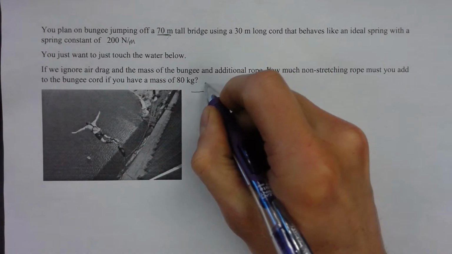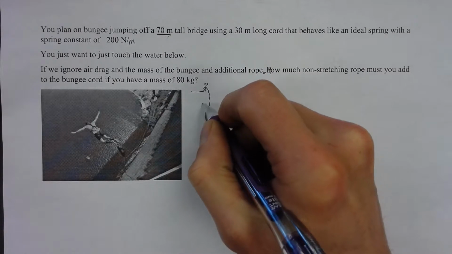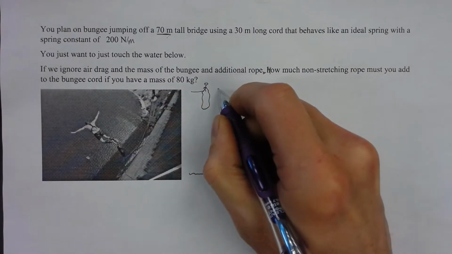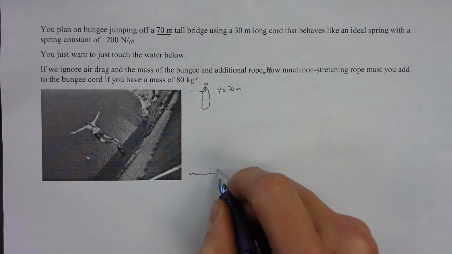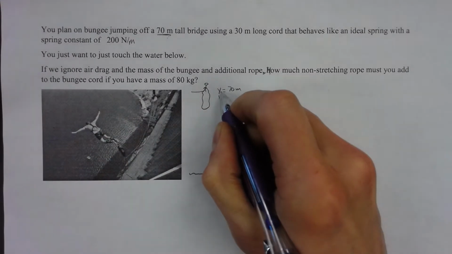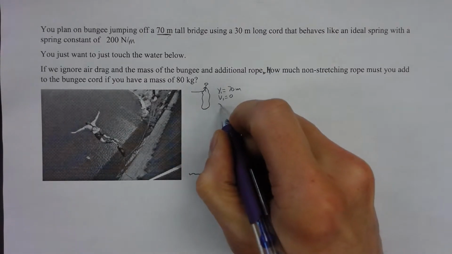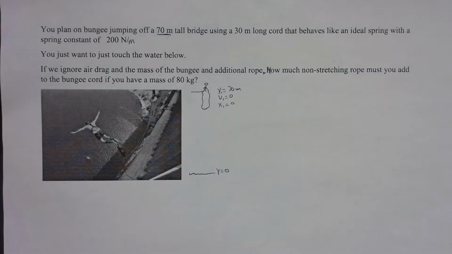So you're up on a bridge. This is you before. You've got a bungee cord tied to you, and down below is the water. This Y is 70 meters high, and this Y is 0. That's where you want to end up. Your velocity up here is 0 if you're jumping off. The x of the spring, how much the spring is stretched, is 0. It's not involved.